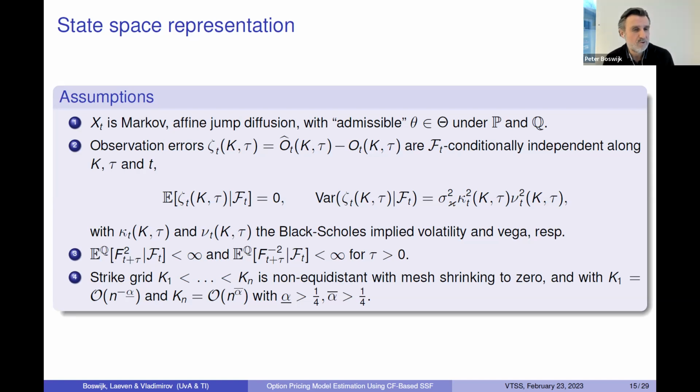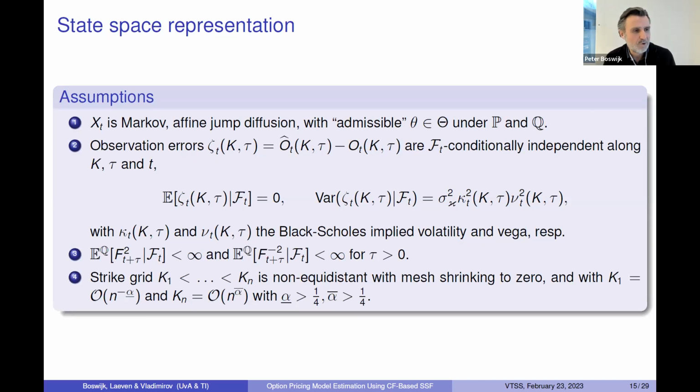We need to say something about the structure of the observation errors in the option prices. And we're making a rather heroic assumption here that these are independent over time, but also over different strikes and different maturities. And of course, one could perhaps have something a little bit more realistic, but for now, this is the assumption that we are working on.